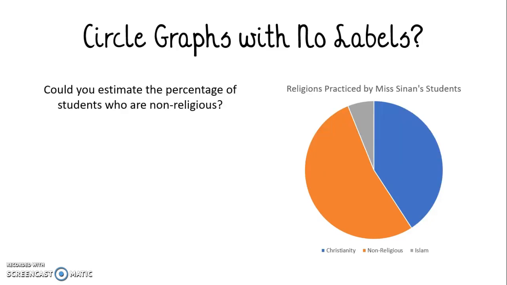Could you estimate the percentage of students who are non-religious? Again, we need to look down at our key. We can see that blue is Christianity, orange is non-religious, and the gray is Islam. We look at the non-religious sector, and we can see that it's about half of the circle. So we would estimate that the percentage of students who are non-religious are about 50%.